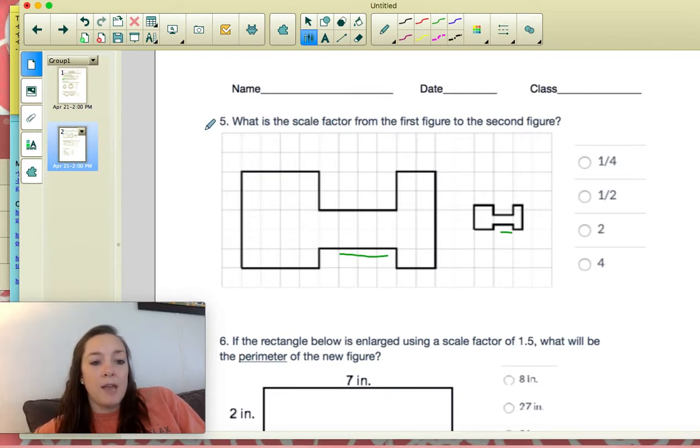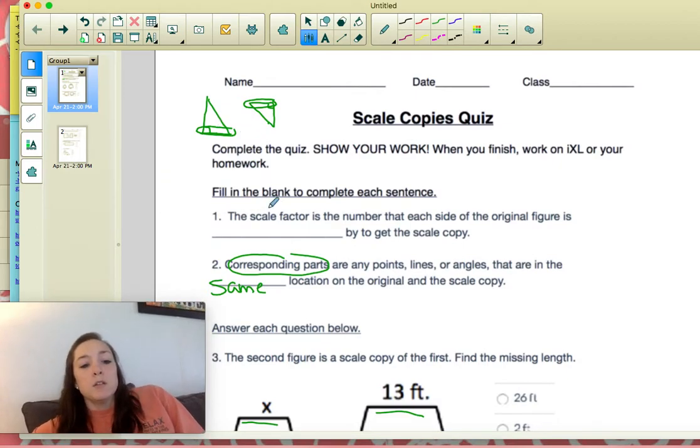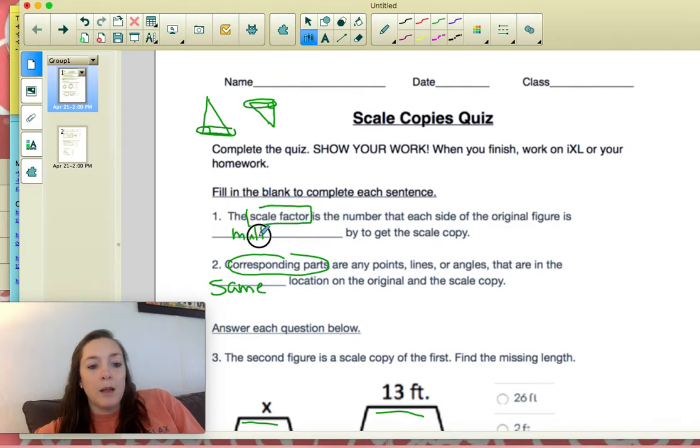Say I have a right triangle here, but then I have a right triangle upside down here. Well, this part and this part are not the same, but I've got to look, okay, this would be the bottom. It's just flipped upside down and flipped around. So those two are corresponding parts. Hope that makes sense. So then we have something called the scale factor, and that's the number that we multiply by to get the scale copy.